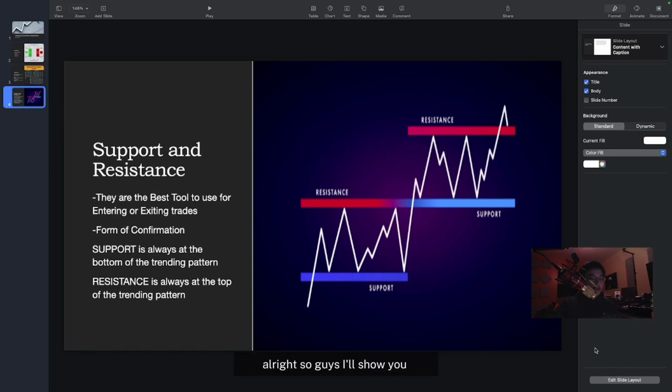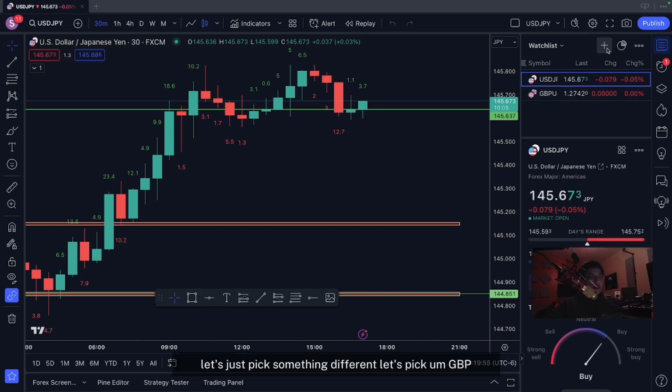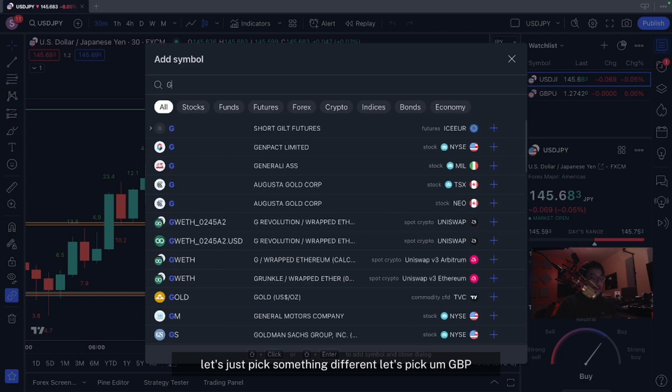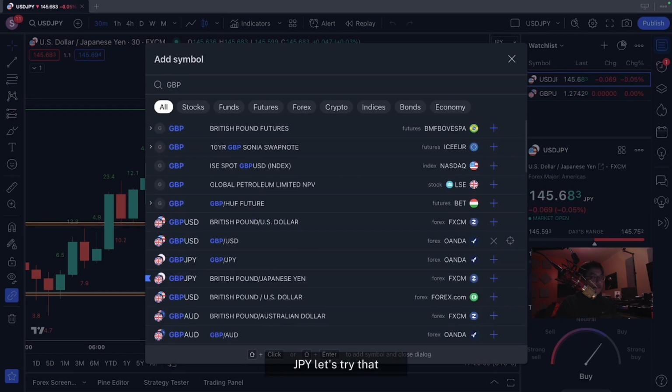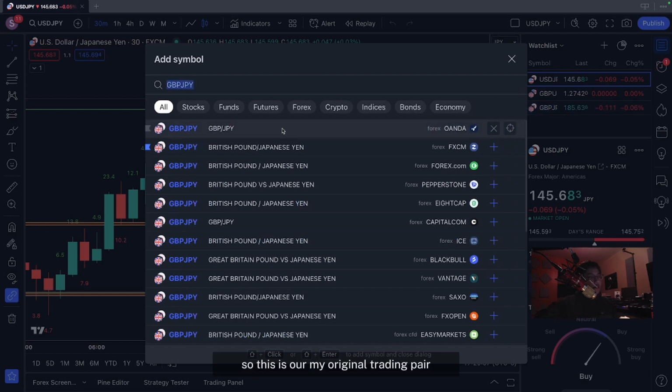Alright, so guys, I'll show you what to do on TradingView, how to draw one. So let's start fresh. Let's just pick something different. Let's pick GBP JPY. Let's try that. So this is my original trading pair, but I'm just going to show you guys this for demonstrations.